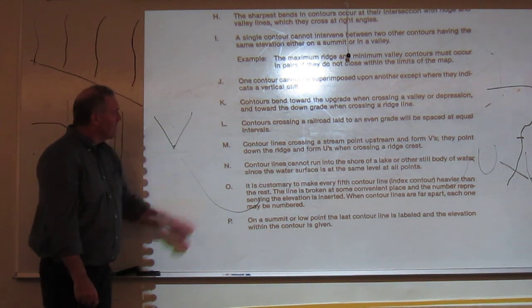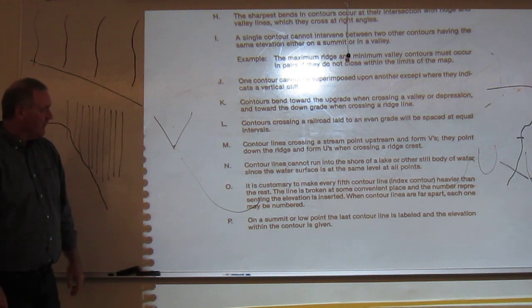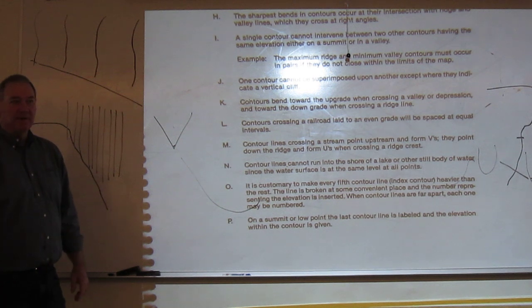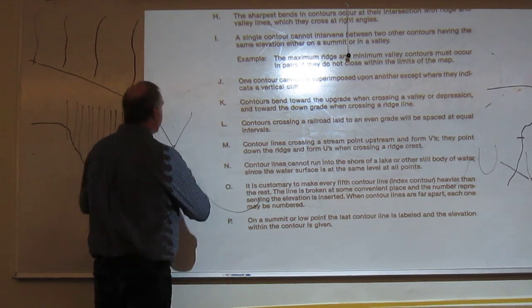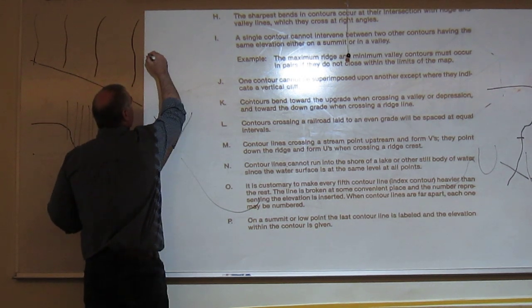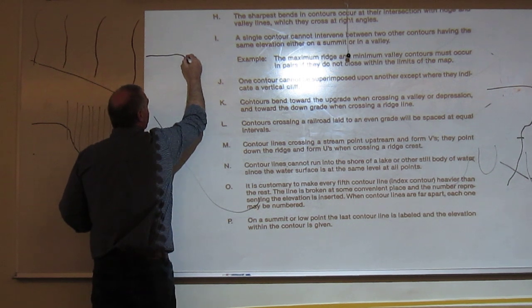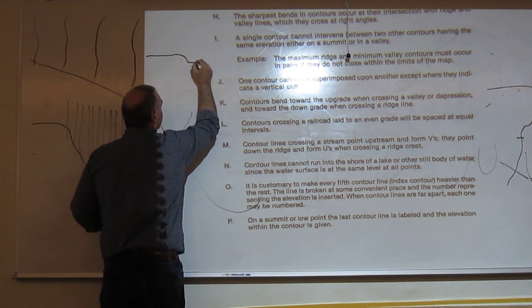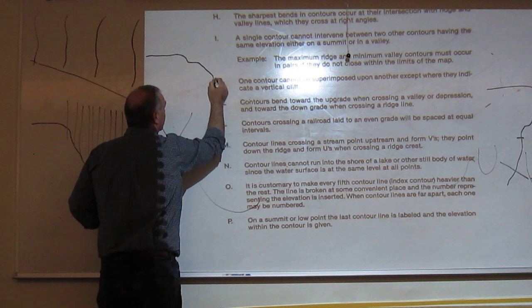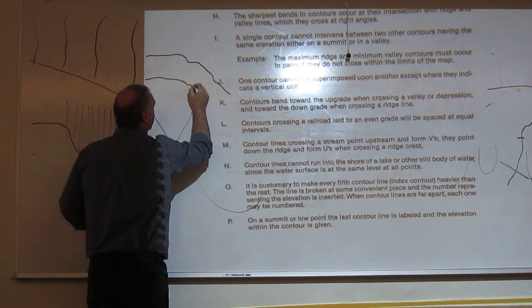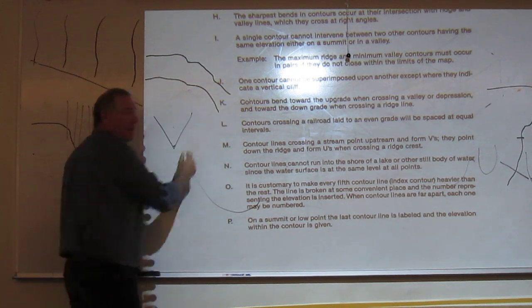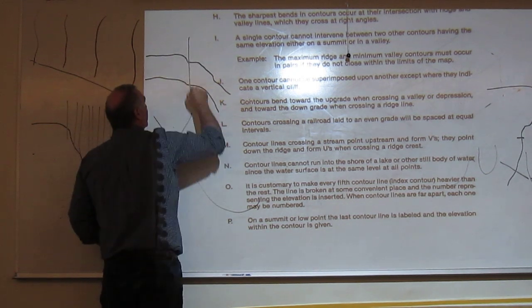Contours crossing a railroad laid to an even grade will be spaced at even intervals. You'll see this on any man-made feature that is linear. As your contours come in, they'll probably take some jog and then have a straight portion and then continue on. That's my straight portion. The next one will do something like that. And this is where my railroad's going right here.